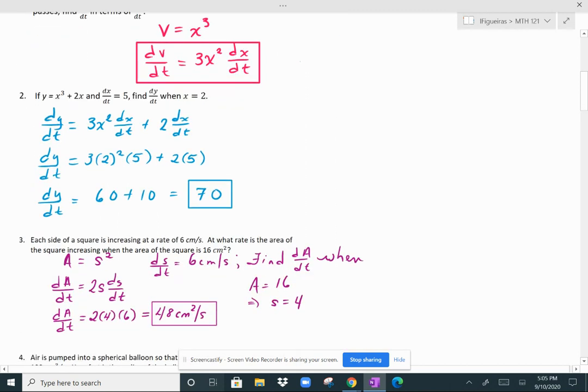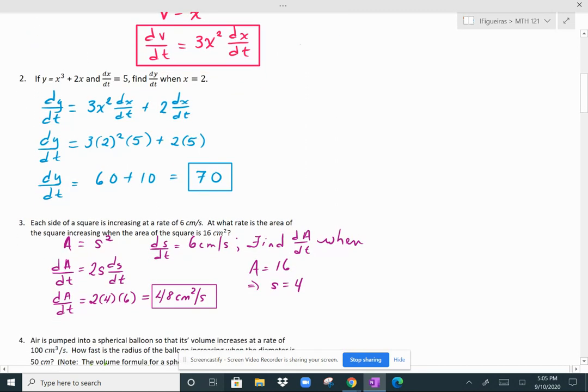All right, so let's get back to some geometry. Number 3 says each side of a square is increasing at a rate of 6 centimeters per second. At what rate is the area of the square increasing when the area of the square is 16 centimeters squared? I'm going to call the side of my square s, and so the formula I'm interested in is A equals s squared, because we're talking about the area of a square.